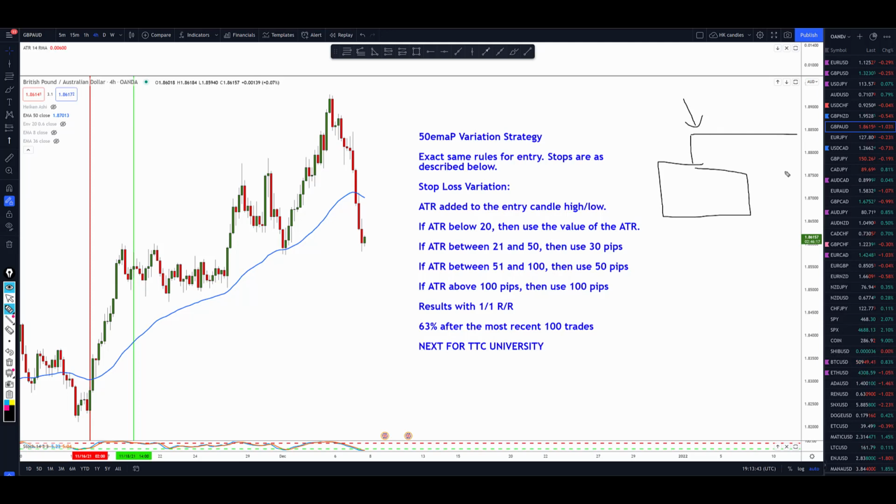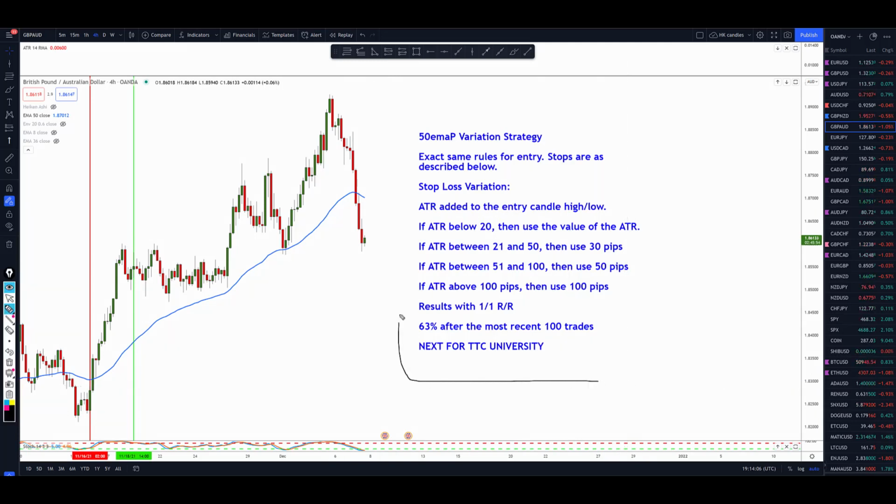Same exact entry reason as the 50 EMAP, but our stop loss is at this point, using this variation, going to be above the high of the candle for bearish trades. And this is how. If the ATR itself is below 20, then we're just going to use the value of the ATR above or below our entry candle. This will be a lot easier if I just show you on a chart. Let's go ahead and take a look at it.